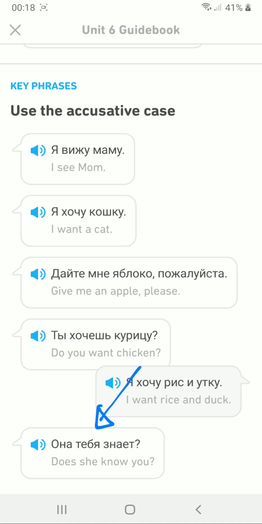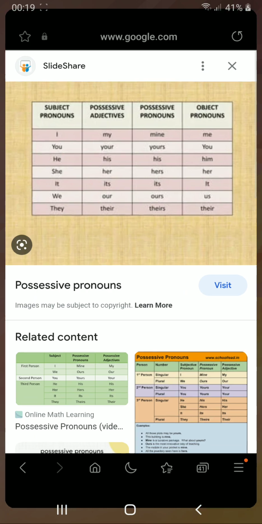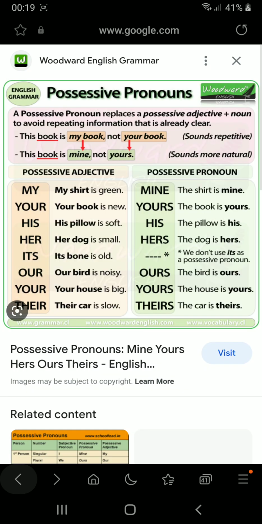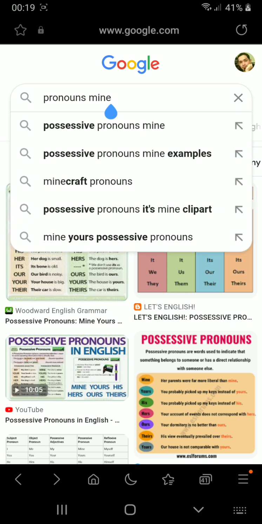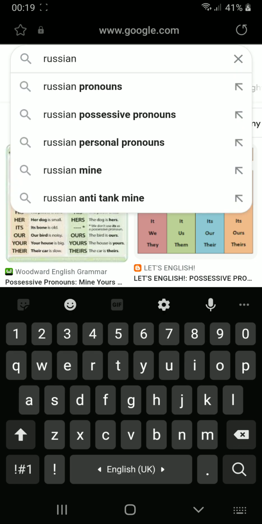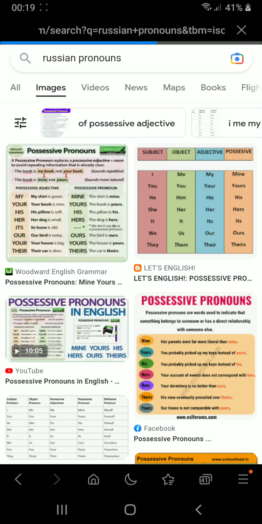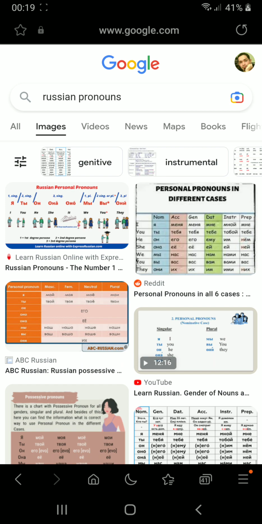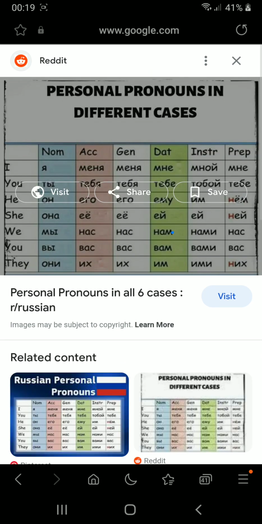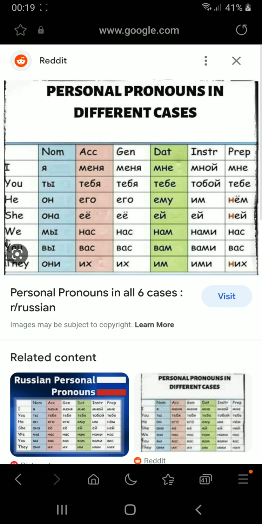is in what form or in which case? Let's have a look together. Let me go back to Google and look for Russian pronouns, and we will see. Yes, perfect. That's what I wanted. I'm clicking on it. Here we go. So we see all the different cases: nominative, accusative, genitive, dative, instrumental, and prepositional.